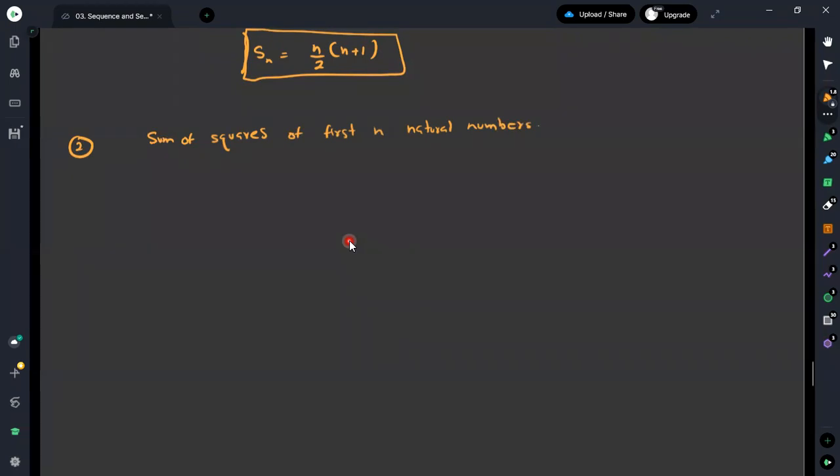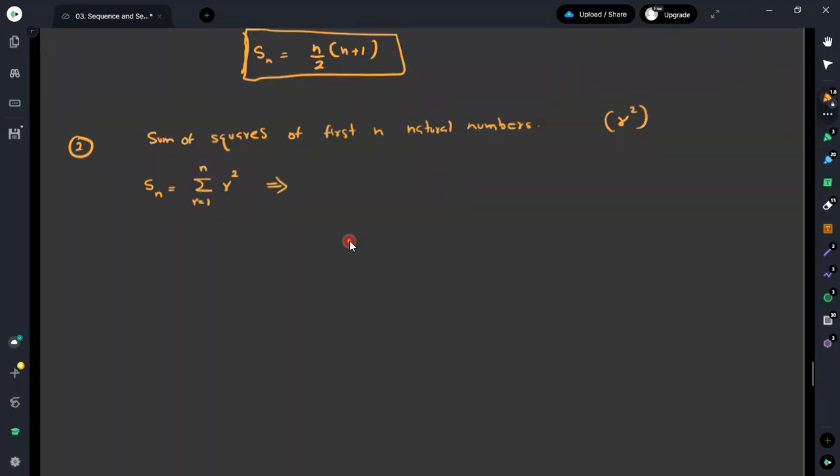Here, if you are having the square term of a natural number, if you are taking r as a natural number, we need to take the term as r squared, and we need to take the summation of the first n terms. It is r going from 1 to n. We need to take the value of r squared, and this is the value that we are taking for Sn.